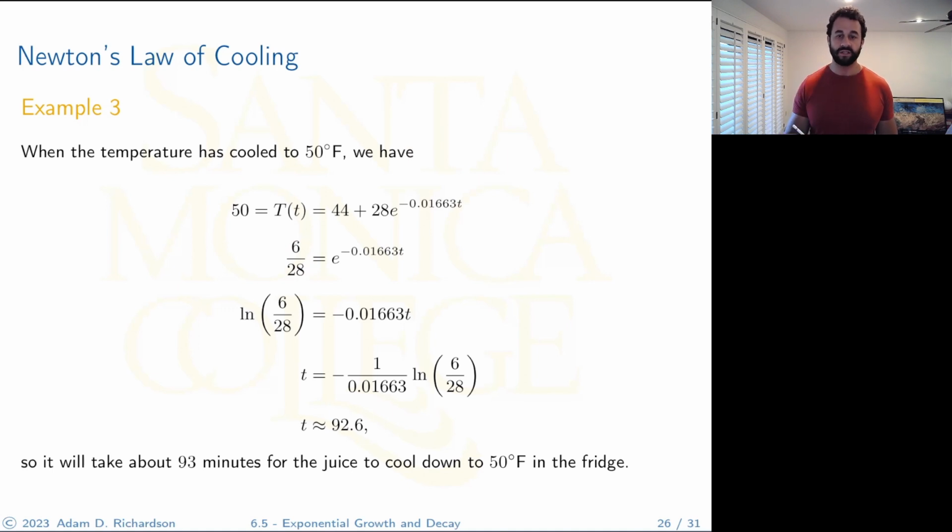Now you can convert it to logarithmic form or take the log of both sides, and you'll get that ln of this is equal to this. Divide both sides by this amount, and then you get an equation for t. Now you can go to a calculator, and you'll get that t is about 92.6. So that means it'll take about 93 minutes for the juice to cool down to 50 degrees in the fridge.